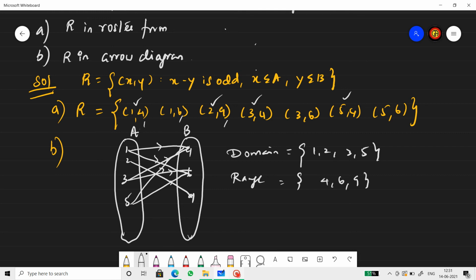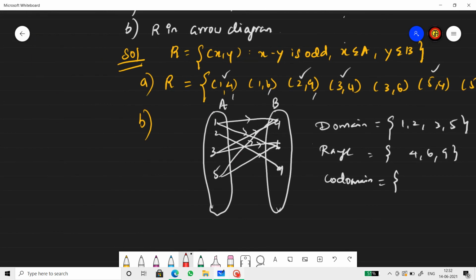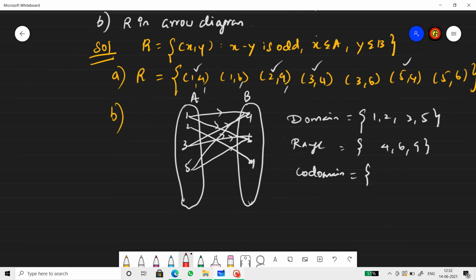Now what is codomain? Codomain is the set where the range belongs. Let's go back to the question and see where Y belongs. Over here, Y belongs to set B. So codomain is nothing but set B, which is nothing but the range set itself. In previous sums, there were some extra elements in the codomain set. Here, the codomain and the range set are one and the same.